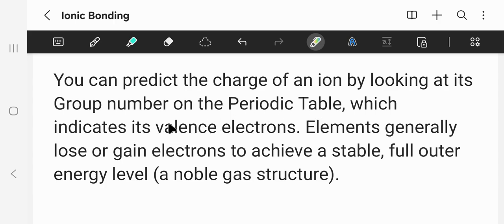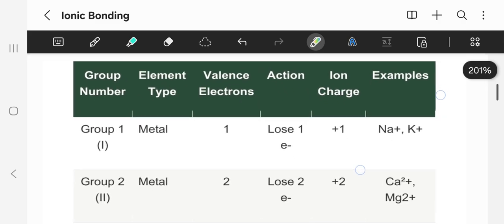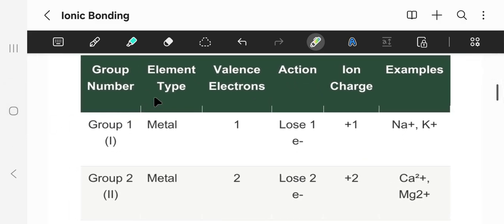Those group numbers indicate the valence electrons, and elements generally lose or gain electrons to achieve a stable, full outer energy level. I talked about this in the previous video on chemical bonding, and that means they want to be like noble gases. We know that noble gases are stable because they have full outer orbitals, which are supposed to have 8 valence electrons, right? So that's why we normally have our atoms bonding together. Now let's have a look at determining our ion charges.